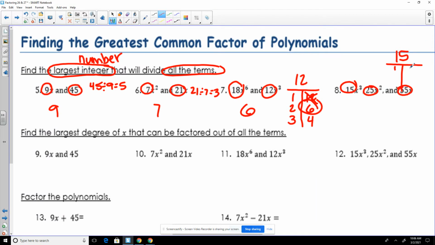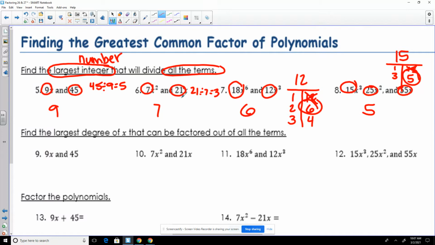We know it's 1 and 15. 2 does not evenly divide into 15. 3 will, with 5. And 4 does not evenly divide into 15. 5 will evenly divide into 15, but then we're just going to start repeating ourselves. So these are the only numbers that will evenly divide into 15. We already said 15 wouldn't work. So let's look at 5. 5 will evenly divide into 15, 25, and 55. So that means that 5 is the largest number that will divide into all 3 integers.